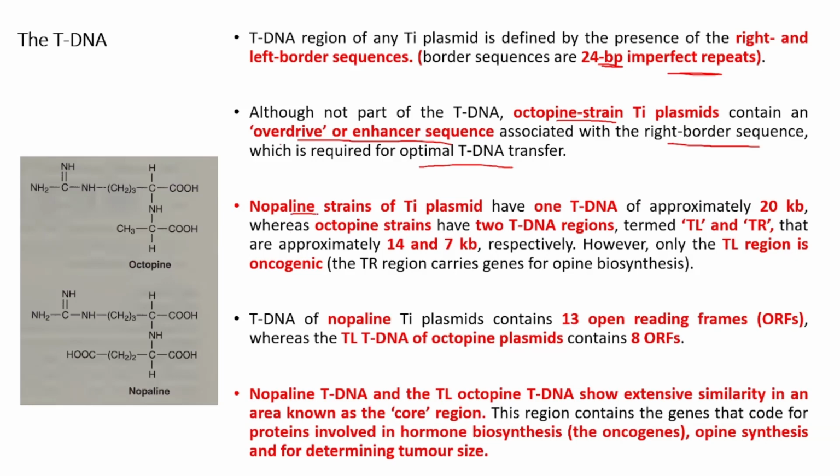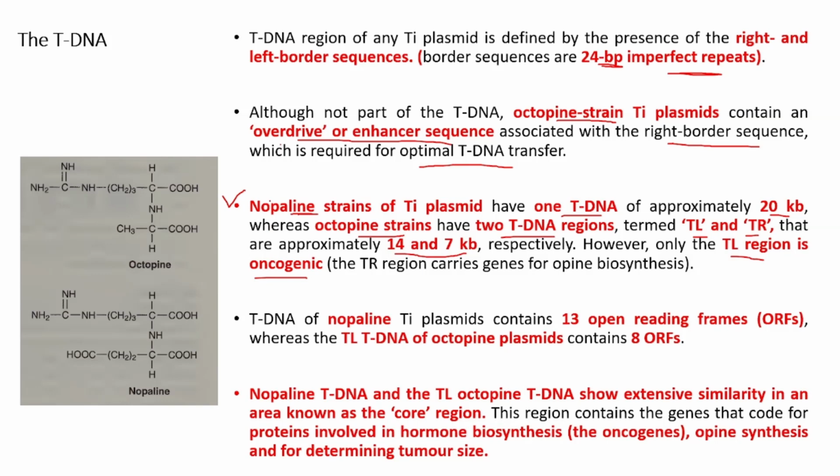And those Ti plasmids which contain nopaline have only one tDNA of approximately 20 kb length, and octopine strain Ti plasmids have two tDNAs which are termed TL and TR, and they are approximately 14 and 7 kb respectively. However, only the TL region is oncogenic. Okay, so this is very important. This point is very important.